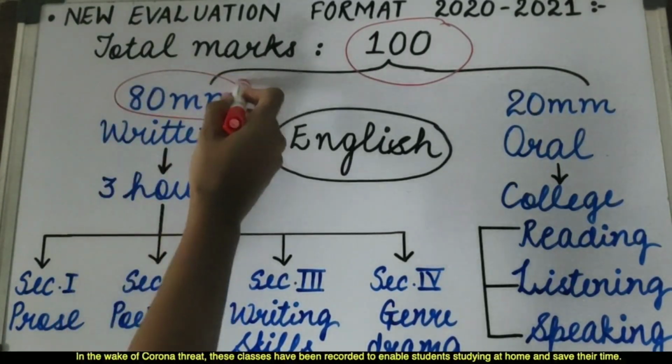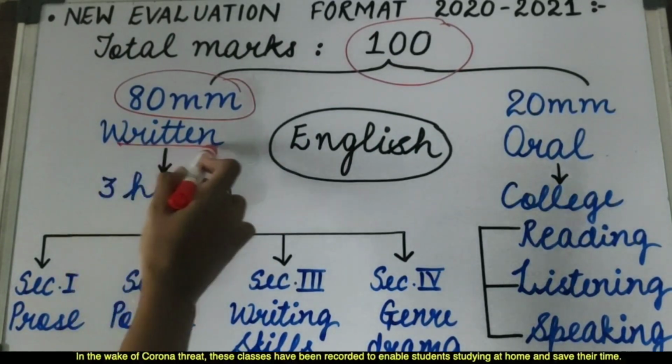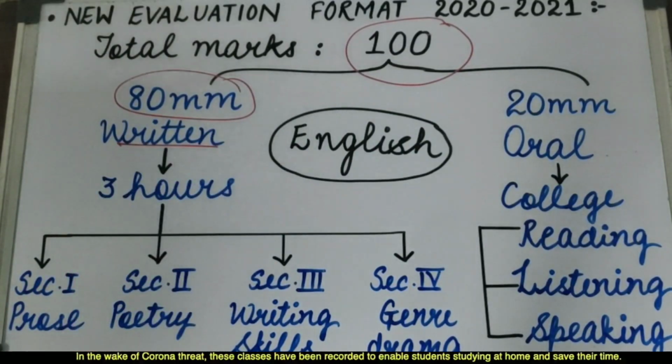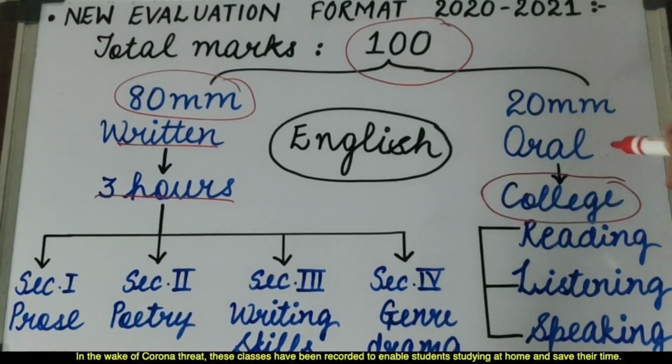These 80 marks are for the written, as I told you, and you have to solve the written exam paper in just 3 hours. And the 20 marks for the orals are given by the college. The orals are conducted by the college itself. What you need to learn in orals is reading, listening and speaking. For the oral, we'll have a detailed introduction later on.